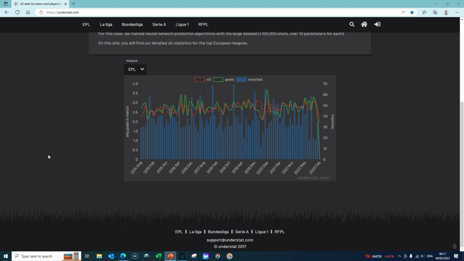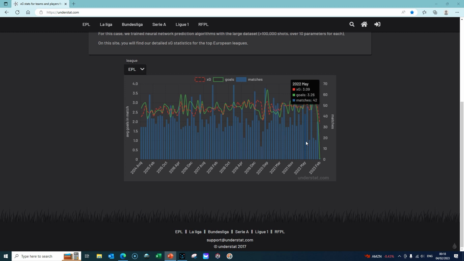goals per game. So on the key here you've got matches, so the blue bars represent the number of matches in the league, and that's taken from the right hand side axis here. So for instance, in July 2020 they played 66 matches and averaged 2.94 goals per game, and the XG was 2.85. So let's just pay a bit more attention to end of 2022, beginning of 2023.